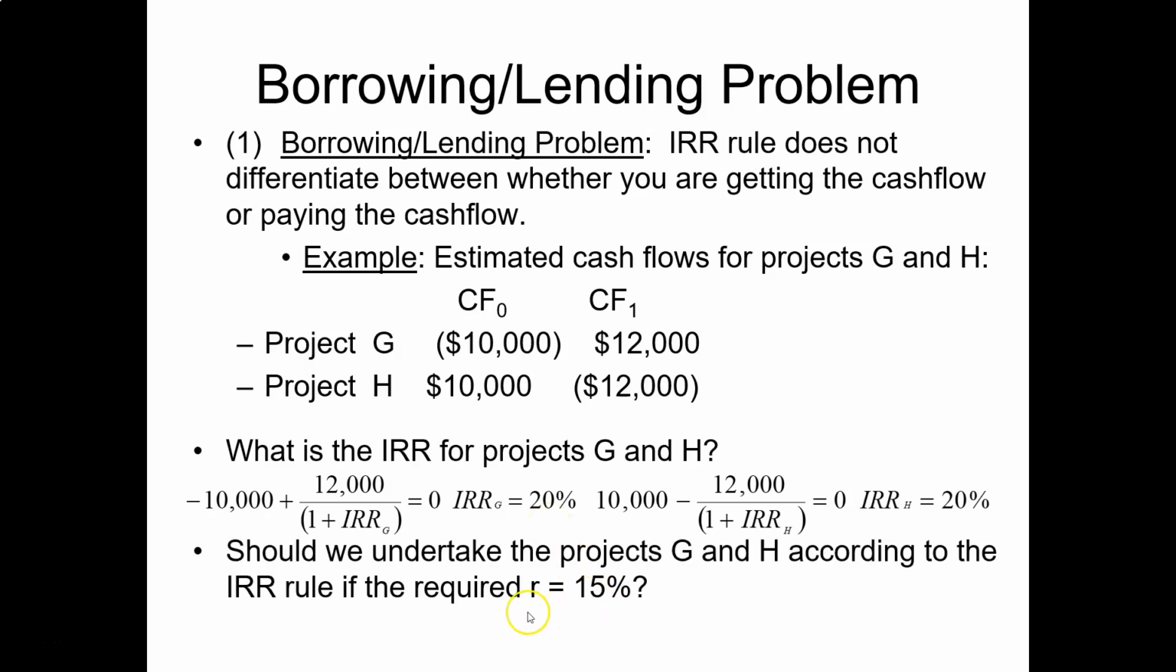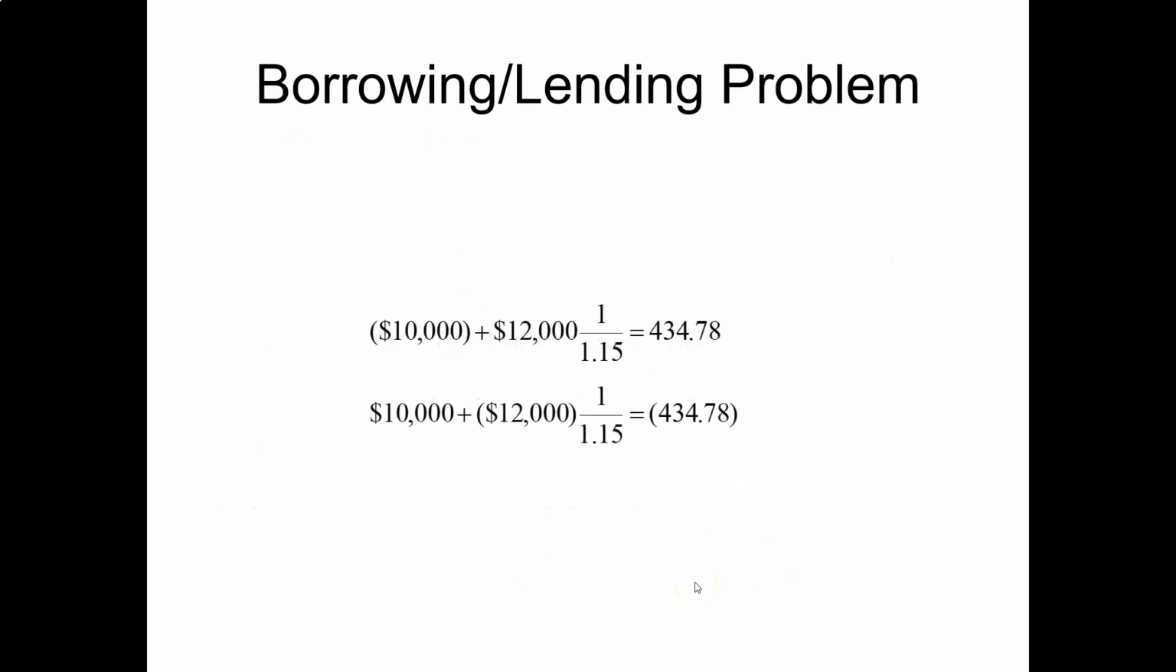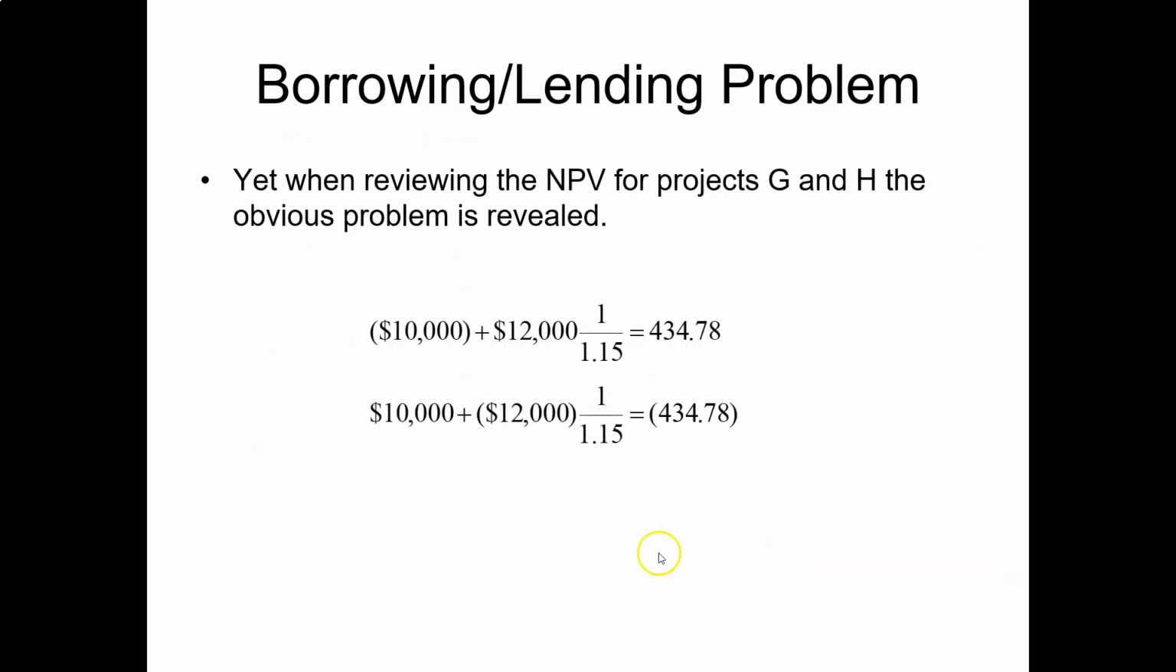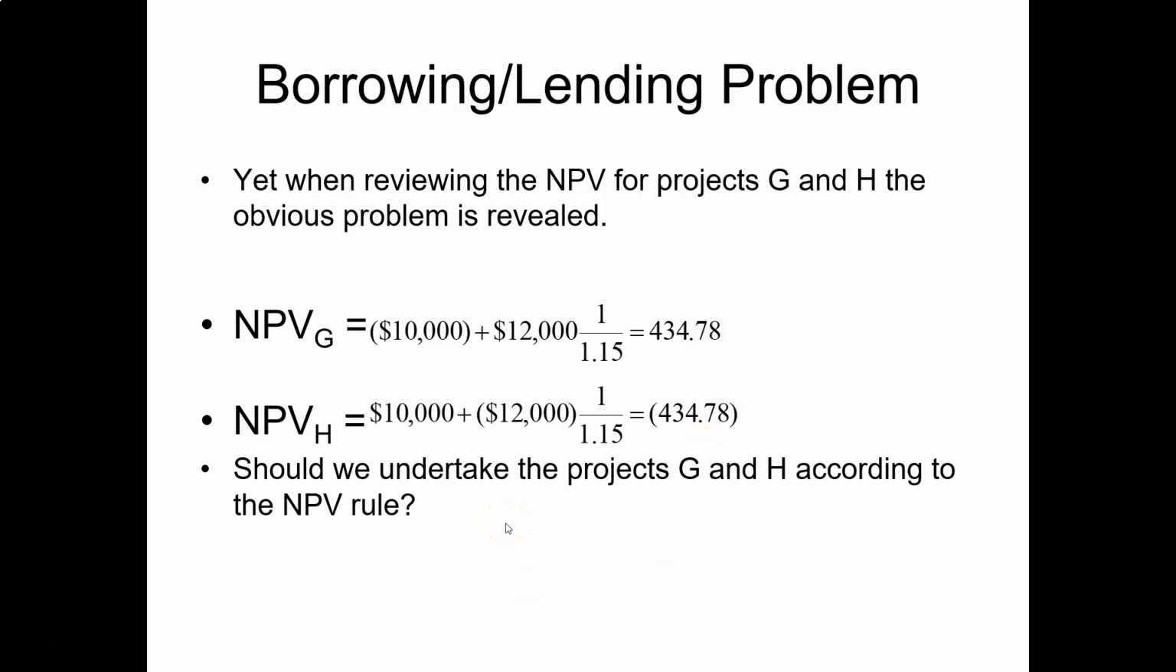However, if we consider the opportunity cost of capital as 15%, Project G and Project H have different net present values. We can verify the calculation. Say the discount rate is 15%. The net present value of Project G will be positive $434. But the net present value of Project H will be the opposite. It is negative $434. So now you see the problem.